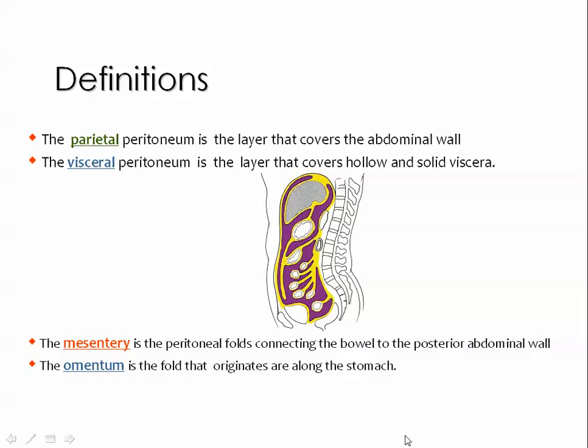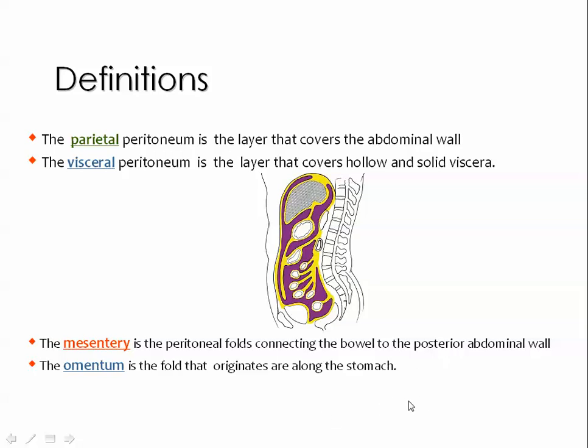Then the parietal peritoneum is the layer that covers the abdominal wall. The visceral peritoneum is the layer of the peritoneum that covers the hollow and the solid viscera. It's almost similar to the pleura. The parietal pleura is against the chest wall, and the visceral pleura is covering the lung.